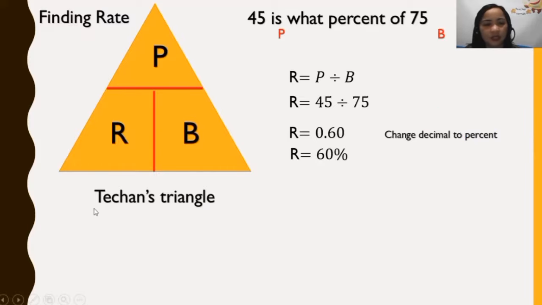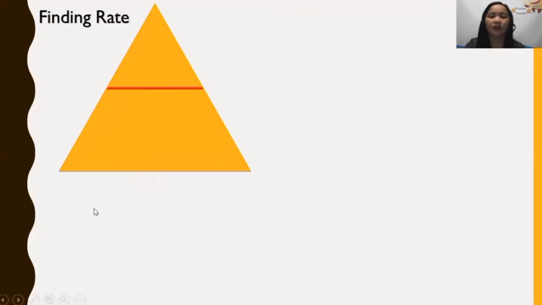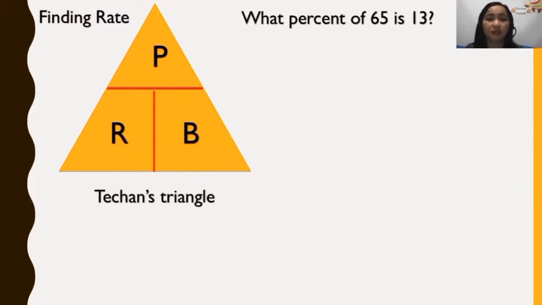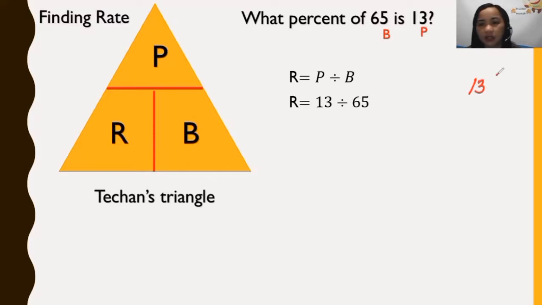Now let's proceed to the next example. We have the given, what percent of 65 is 13? Now we have here the percentage and we have here the base. So we have rate is equal to percentage divided by base. So that is 13 divided by 65. Now, let's compute. We have here 13 divided by 65.